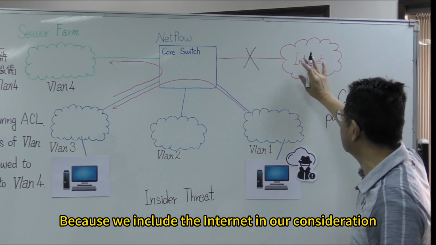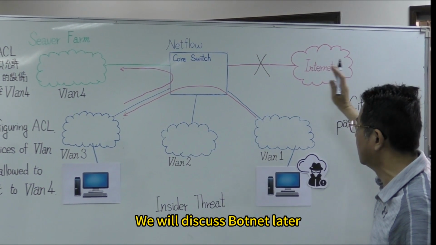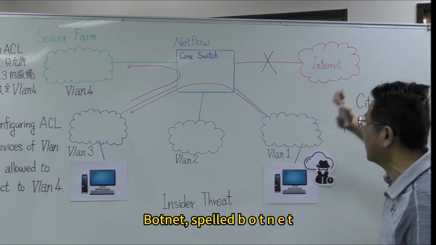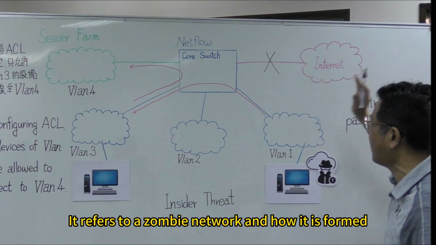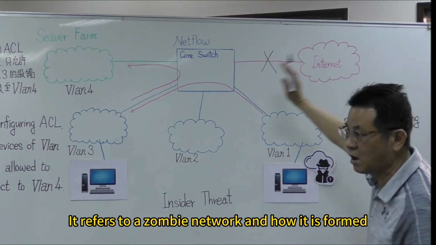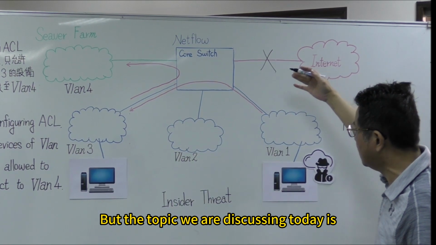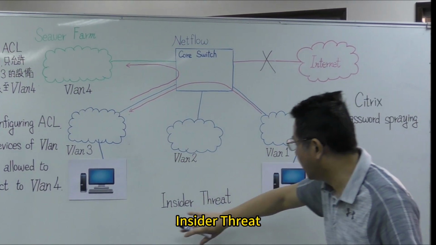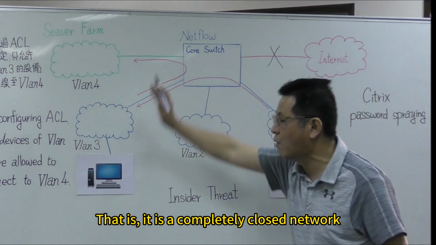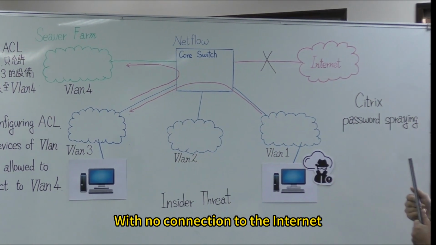That is, it is completely closed off. Because we include the internet in our consideration, we will discuss botnet later. Botnet, spelled B-O-T-N-E-T. It refers to a zombie network and how it is formed. It is currently connected to the internet, but the topic we are discussing today is insider threat. That is, it is a completely closed network with no connection to the internet.